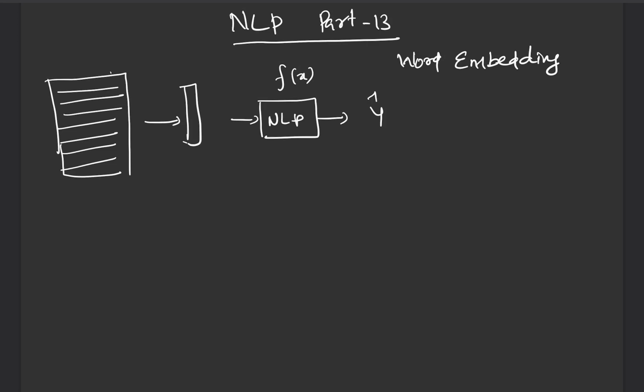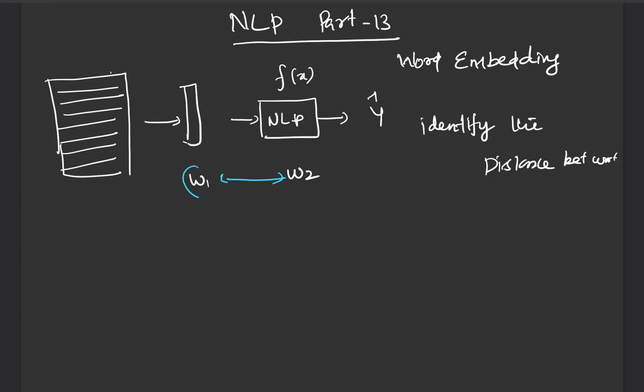Now, in this word embedding approach, there are simple techniques by which we can identify the distance between words. For example, if there are two words, word 1 and word 2, there are some techniques by which we can measure the distance between these two words. So, it is an interesting concept. Before looking into the techniques, we can ask ourselves: why do we need to measure the distance, and how do we measure the distance?